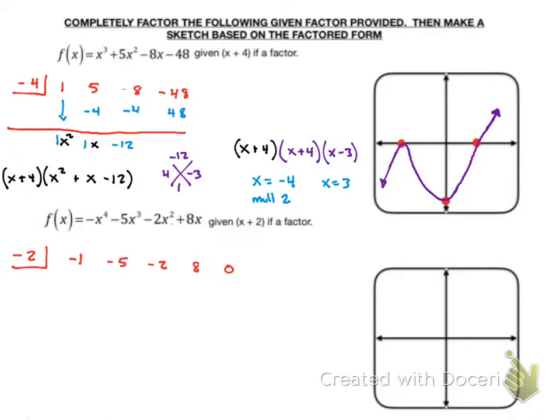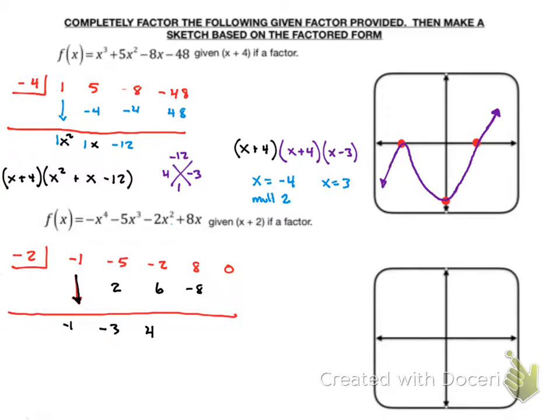Okay, and now let's do our synthetic division. I'm going to bring down the negative 1. Let's do it in a different color. Negative 2 times negative 1 gives me a positive 2. Negative 5 plus 2 is negative 3. Negative 2 times negative 3 is a positive 6. Negative 2 plus 6 is a 4. 4 times negative 2 is a negative 8. So that's 0. And then 0. So from there on, we don't have any more terms.